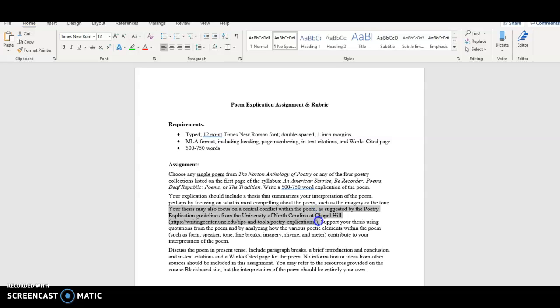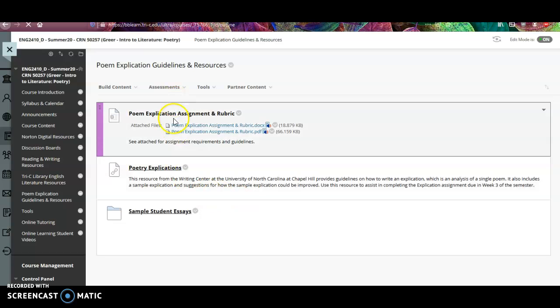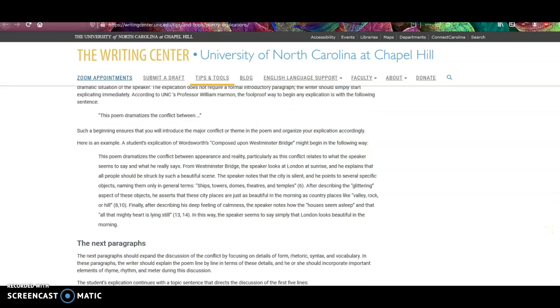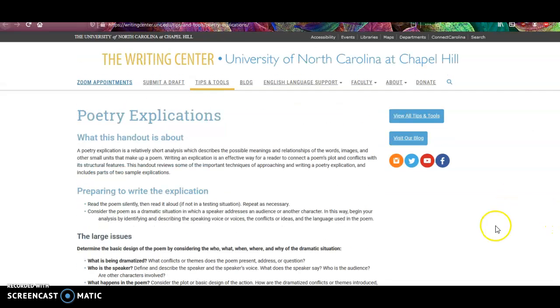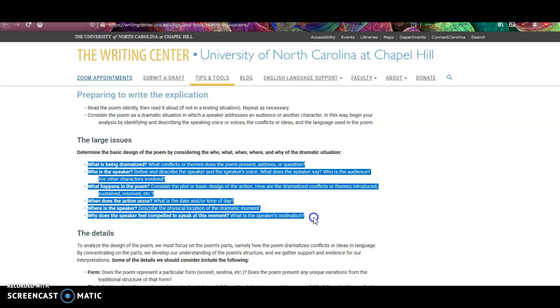So one of the resources that I've provided for you is from the University of North Carolina at Chapel Hill, and that's the focus it takes. So if we look back under the poem explication guidelines and resources, you'll see this link to poetry explications that talks about how you can organize an explication, what kinds of details you should include in it, what you could focus on, and it suggests that you think about this list of questions, the who, what, when, where, and why questions as they might apply to a poem more specifically, and try to answer those in your explication.